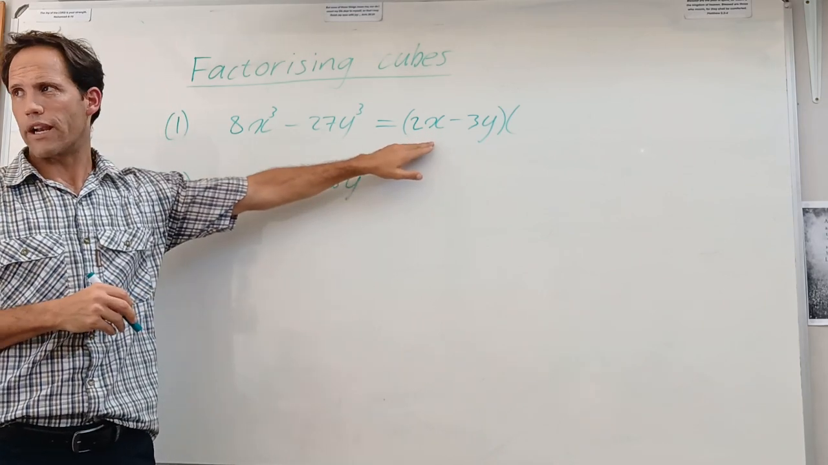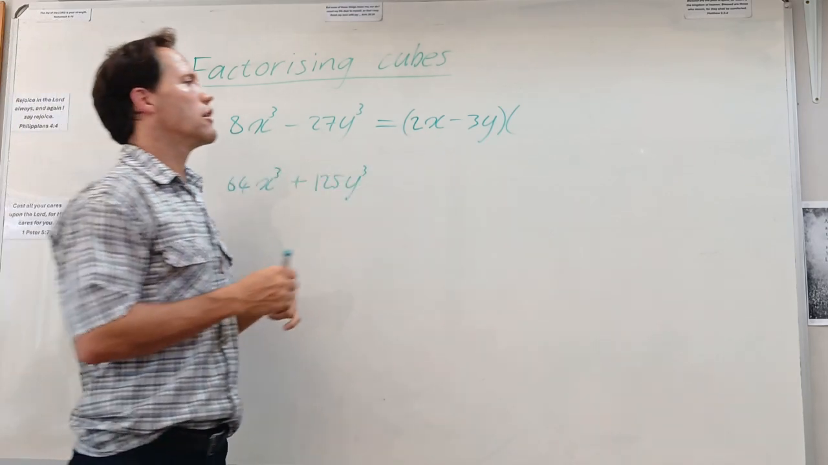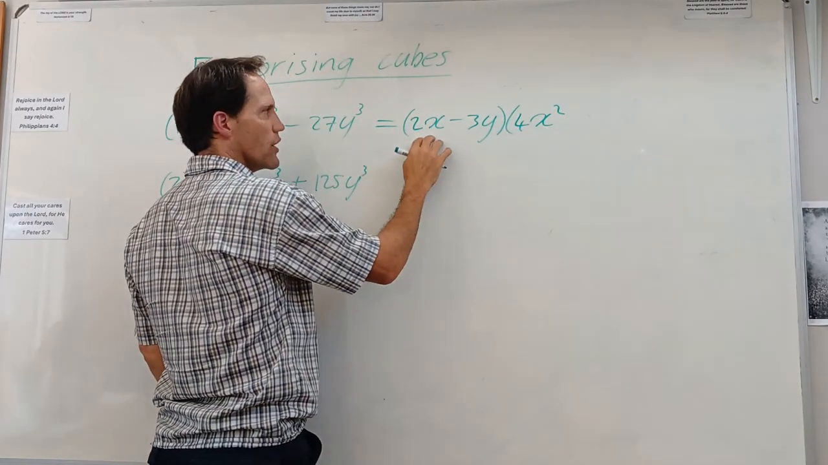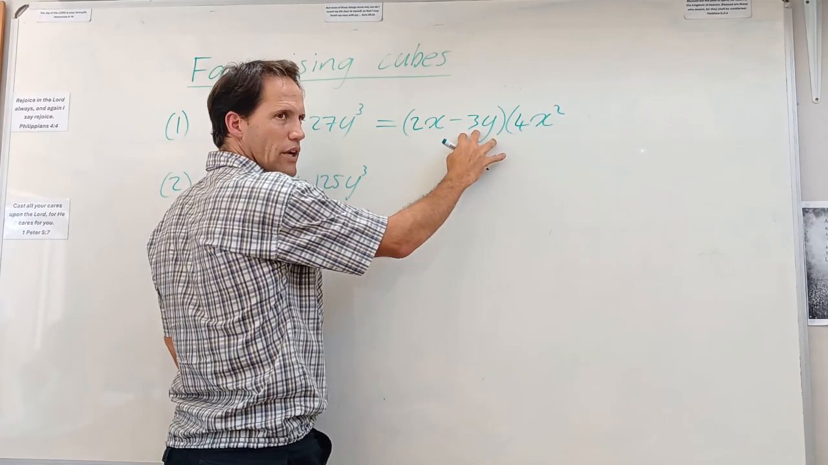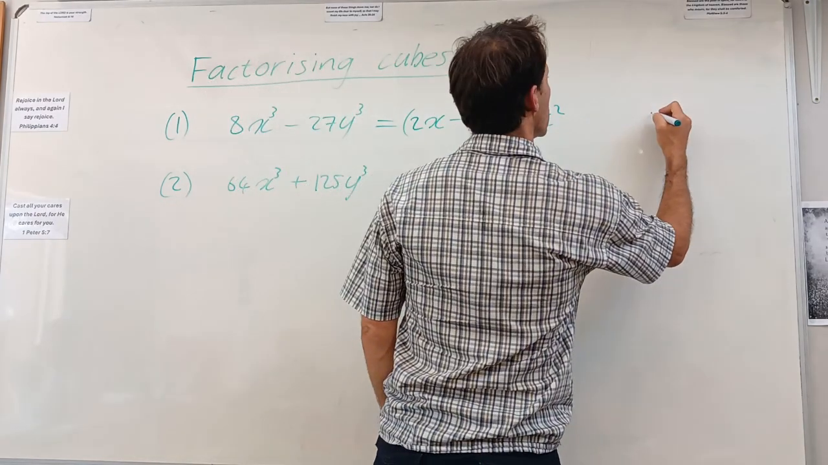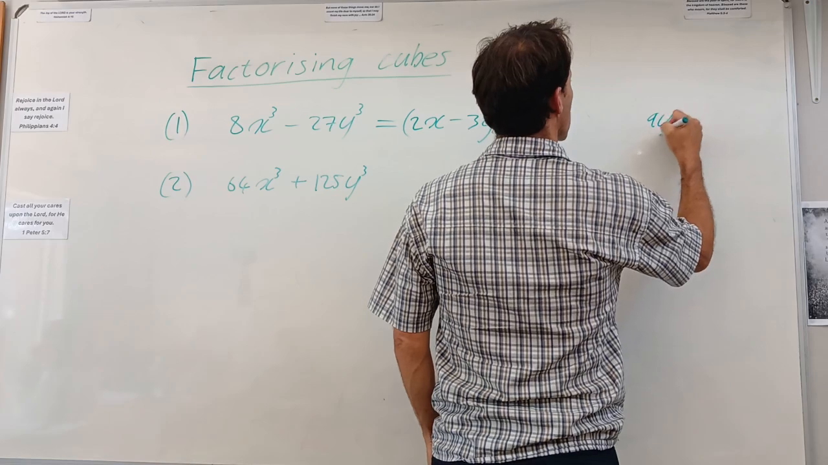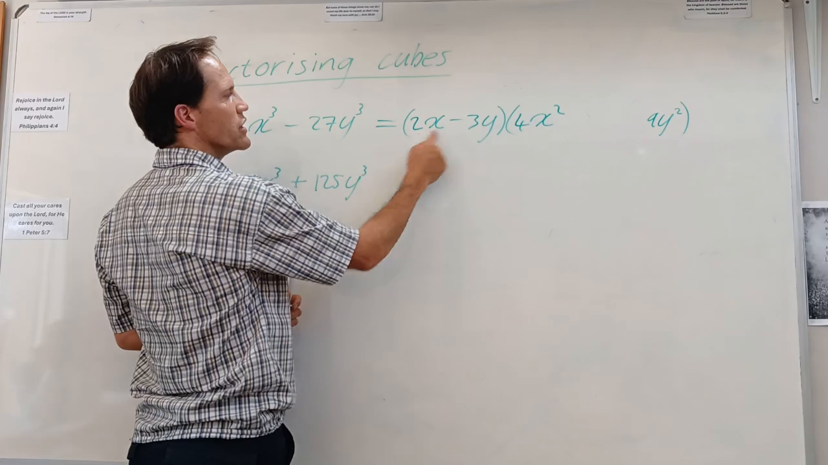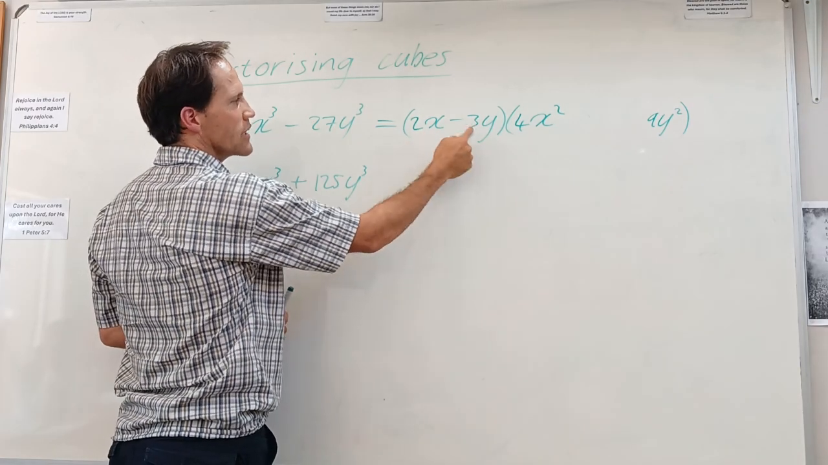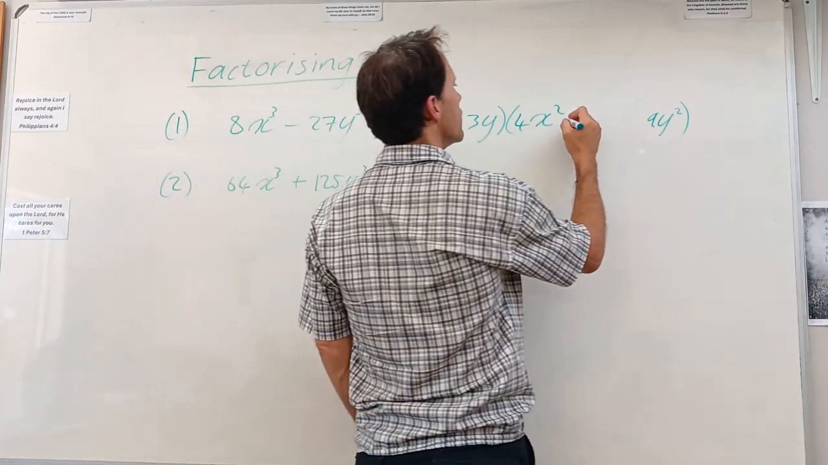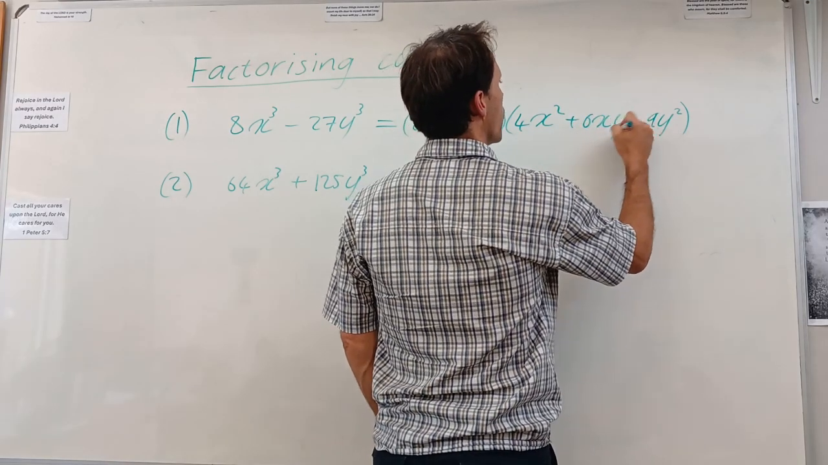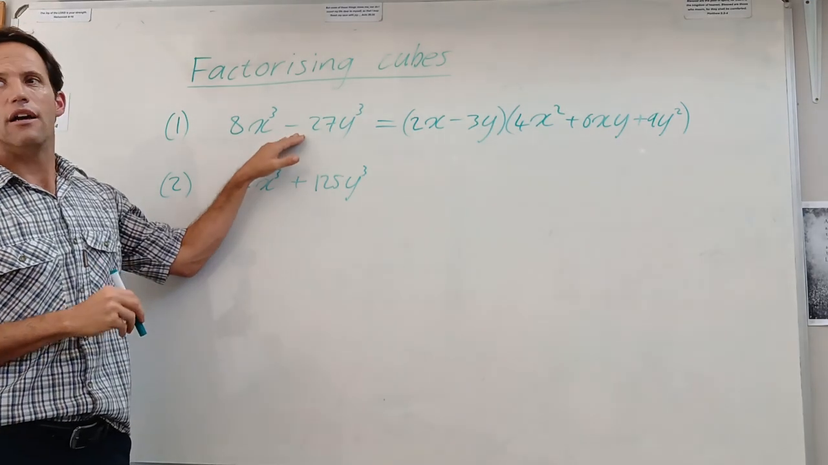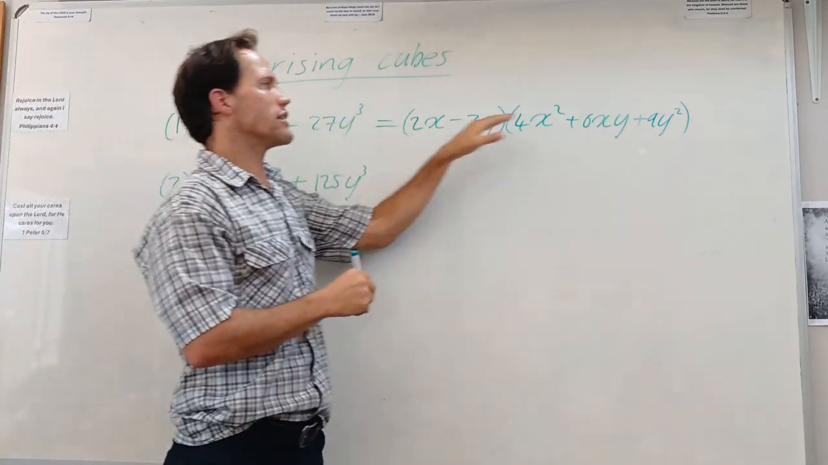Now again, you square it. 2x times 2x is 4x squared. You just take the 2x and square it. Then you take the 3y and you square it. 3y times 3y is 9y squared. And then lastly, you multiply them with each other. 2x times 3y is 6xy, and you put it in the middle, 6xy.